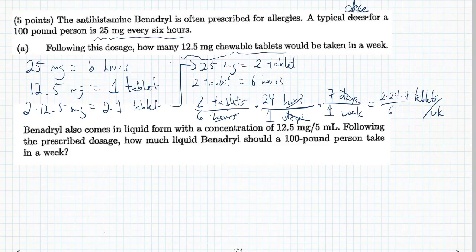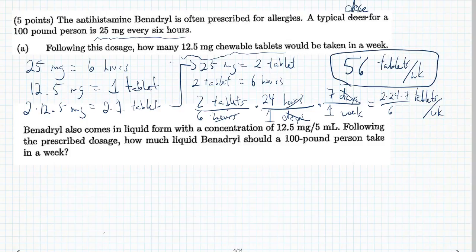per week. So notice if you carry that out, you can just do 24 divided by 6 is 4. So 2 times 4 is 8. 8 times 7 is 56. So that means 56 tablets per week. And that is your final answer.